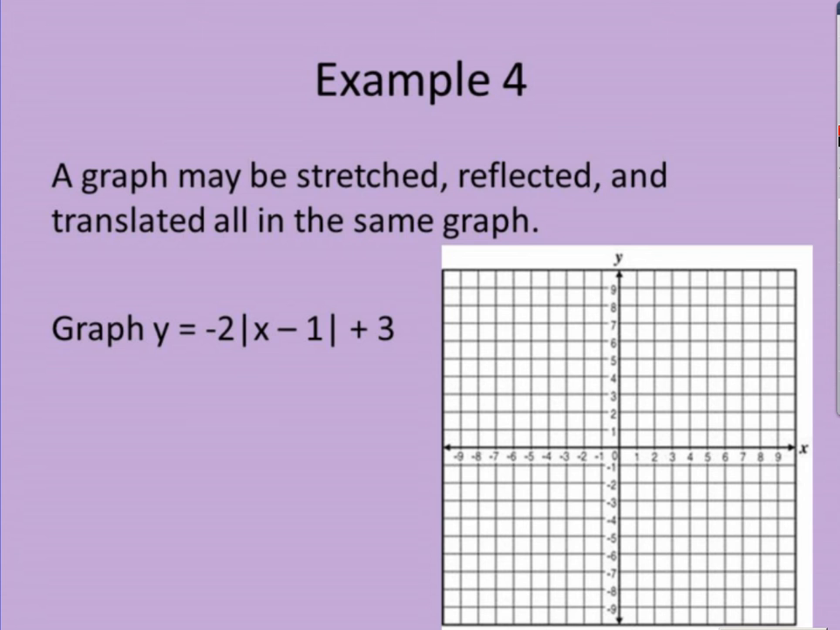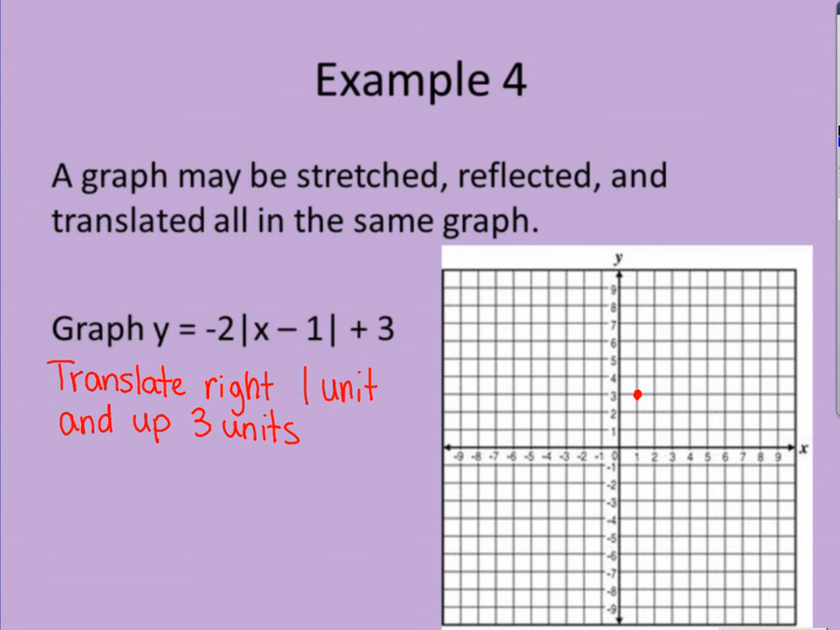Now we can stretch it, reflect it, and translate it all on the same graph. So let's go ahead and move our center first. We're going to translate our graph. Remember, when you pull it out of the parentheses or the absolute value, you change the sign. So our vertex is going to be at 1, 3. This is because we translated 1 unit to the right and 3 units up.